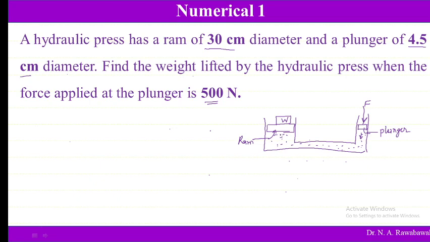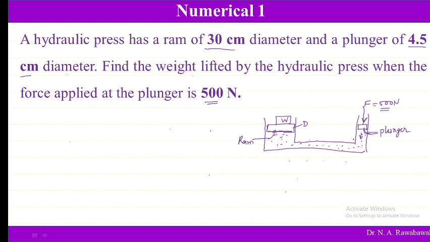So what is given in this problem? The hydraulic press has a ram of 30 centimeter diameter. This is a cylindrical piston, known as the ram, and it has a diameter of 30 centimeter, capital D, whereas the diameter of the plunger is 4.5 centimeter and the force applied to this plunger is 500 Newton.